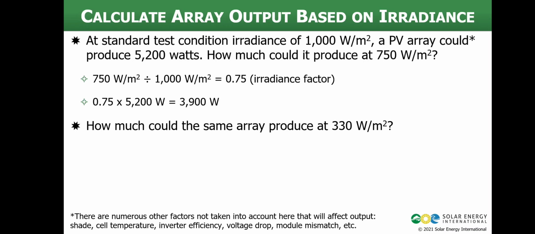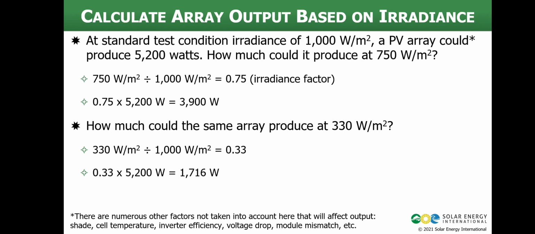If we took that same array, what would it produce at 330 watts per meter squared? It's the same formulas. We take 330 divided by 1,000 watts per meter squared, and get a 0.33 irradiance factor. It's 33% of the standard test condition irradiance. Multiply that by 5,200 watts and we get 1,716 watts. That's our expected output, not taking other factors into consideration.